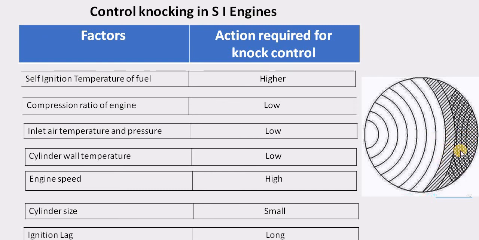And if the ignition lag is longer, that is, for the end mixture to ignite, it has to reach the self-ignition temperature and remain there during the period of ignition lag, and then it can start a flame. So if the ignition lag itself is longer, before the ignition lag period is over, the main flame will burn all the mixture, and the probability of a second flame will be lesser. So like this we can control the knocking. Thank you.